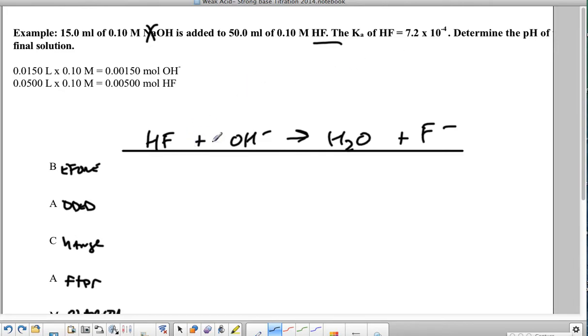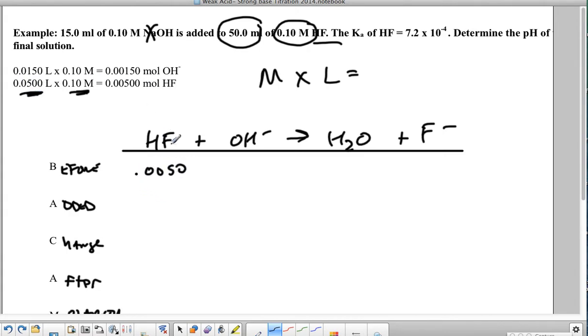The first step is a BCAM table is dependent on moles. We always get moles in any solution from M times L. So I'm going to take the molarity of HF, which is 0.1. I'm going to change the volume to liters, so I get 0.05. So 0.05 times 0.1 is going to give me 0.0050 moles of HF. Then I'm going to do the same thing for OH. 15 milliliters, 0.1. So I'm going to go 0.015 times 0.1. I'm going to get 0.0015.